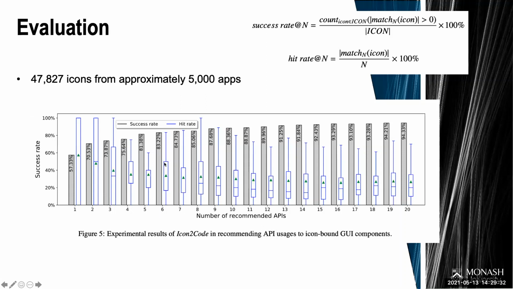This figure shows our experimental results, including success rate as well as hit rate concerning a different number of recommended APIs where n belongs to the set 1 to 20. When only one API is taken into account, icon to code can already achieve over 50% of the success rate. If we increase the number to 20, the success rate can reach over 90%, showing high performance to be applicable in practice.